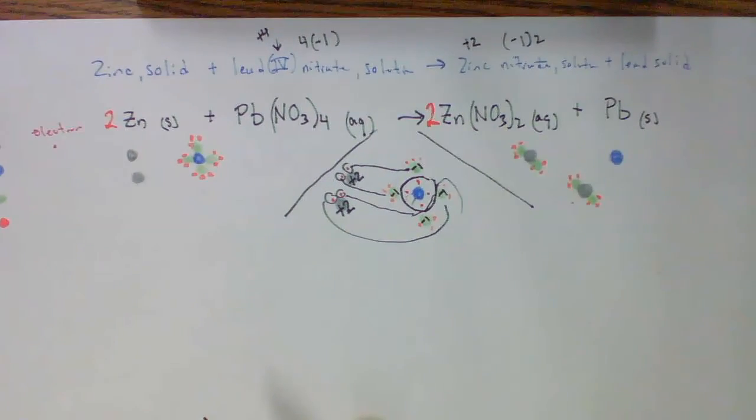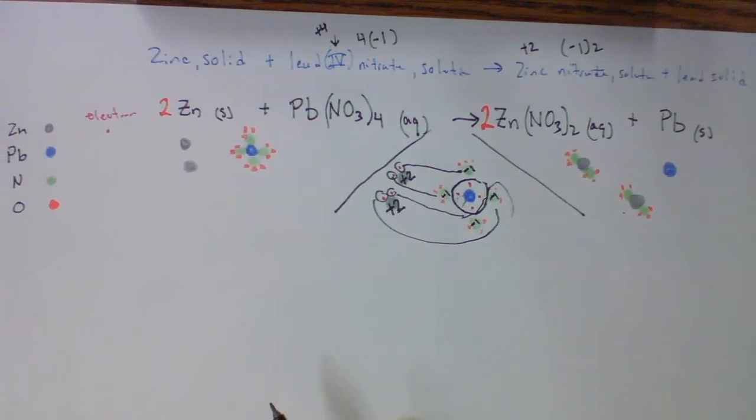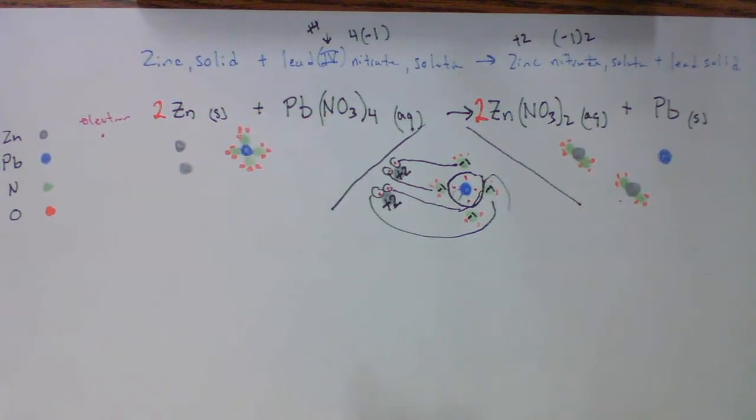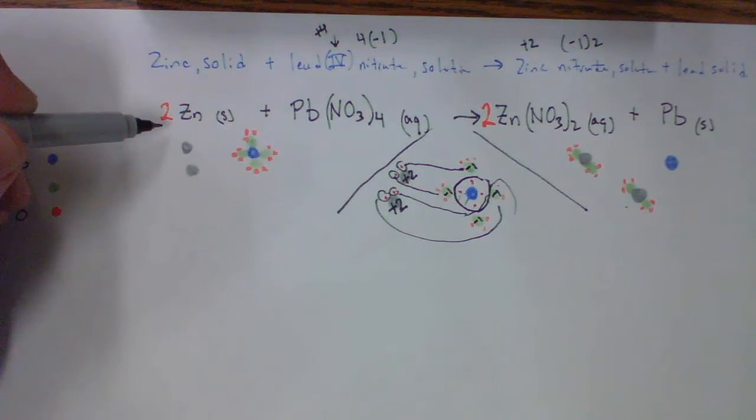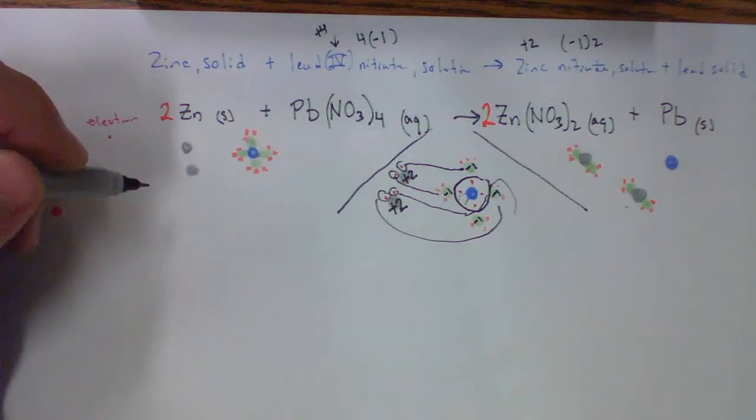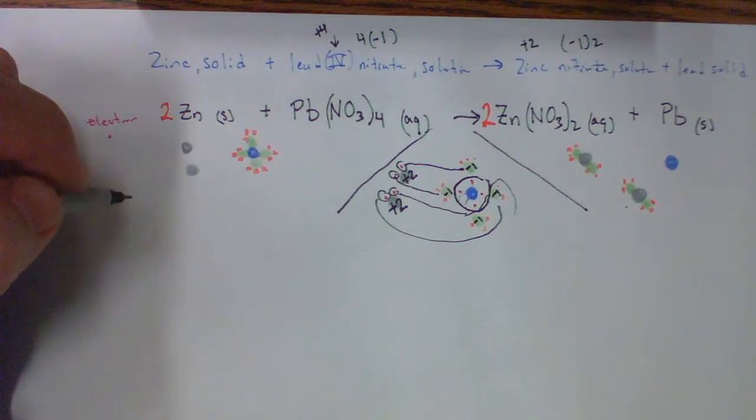Now, that takes care of the particle level, okay, with our key. Now we want to talk about it in a novel form. So we want to talk about what would this story look like if we were to represent this. So it looks to me like we've got some zinc. So we're going to take 2 pieces of zinc.